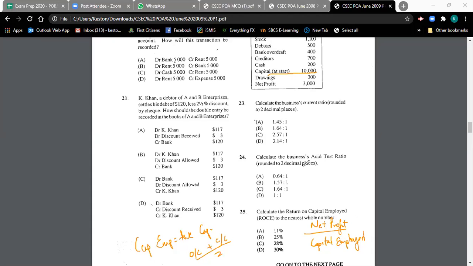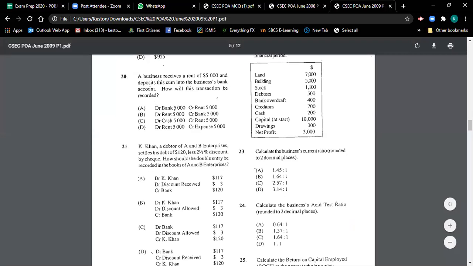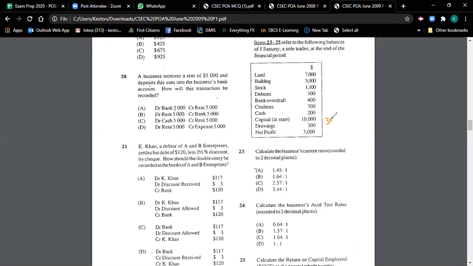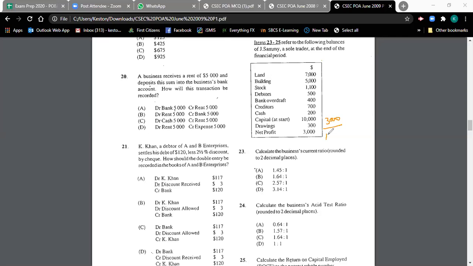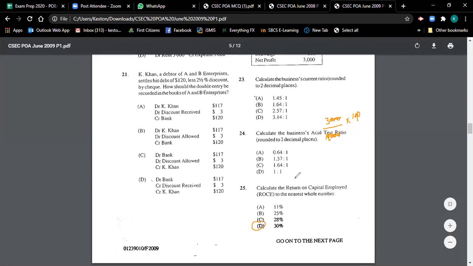So what's our net profit? Our net profit here, oh, look it right here, sorry, my bad. 3,000 on 10,000 multiplied by 100. Cancel these off, cancel one of these off, you get 30%. D. See now? 30%. Yeah?